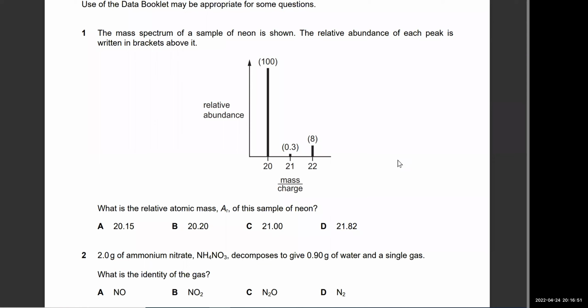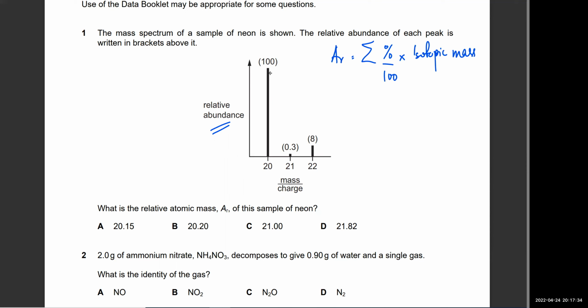He's talking about the mass spectrum of neon and the relative abundance of each peak. So how do you figure out the relative atomic mass? What do you do? He's saying the relative abundance. Actually, one thing, be very careful in this question whether this is percentage or abundance, because the formula of Ar is the percentage over 100 into the isotopic mass. So you have to multiply the percentage abundance and sum them all up. That will give you the average.